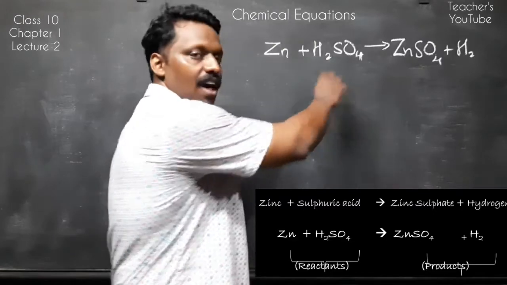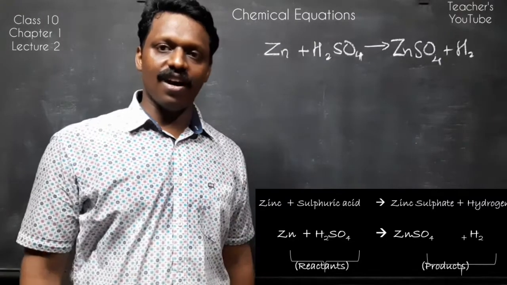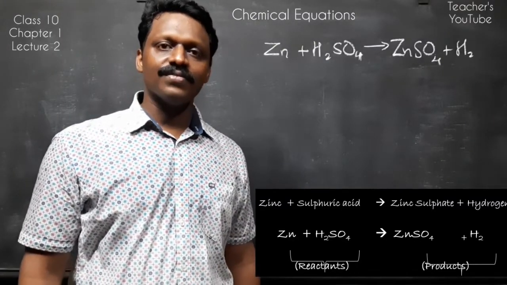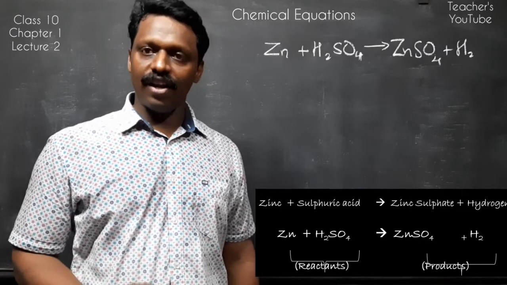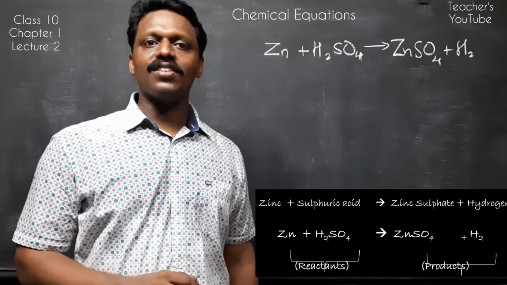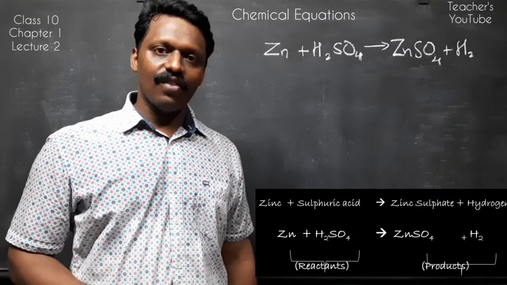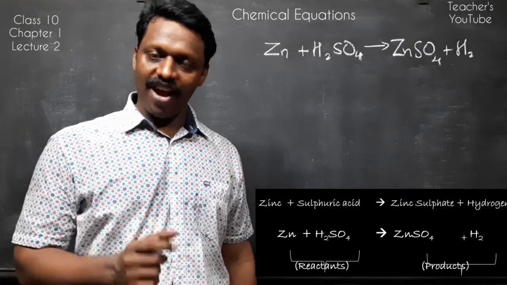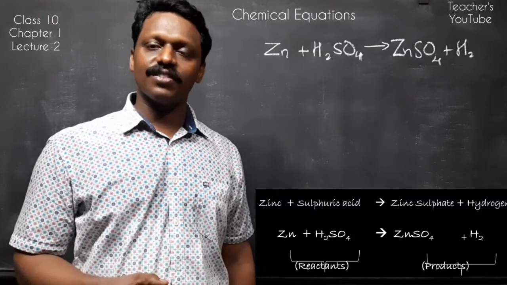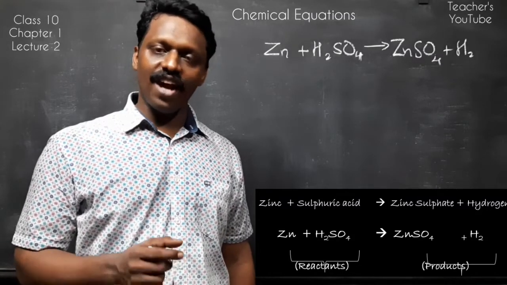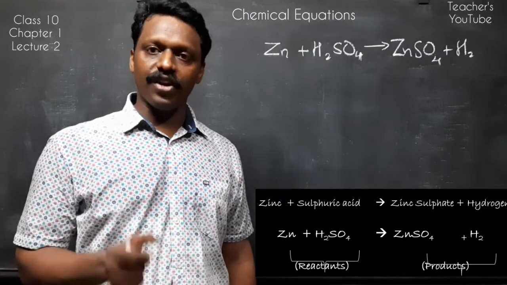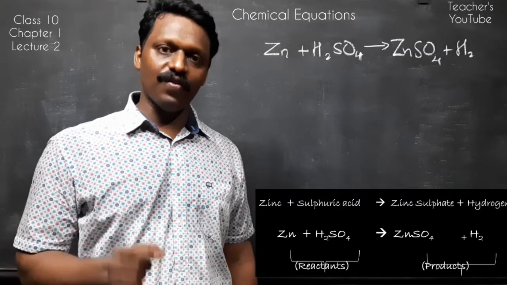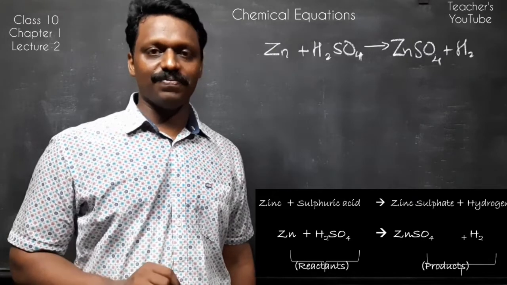So zinc and sulfuric acid are reactants. The reactants are always written on the left hand side in an equation with a plus sign between them. The new substances produced in a reaction are known as products. Zinc sulfate and hydrogen are the products in this case. The products are always written on the right hand side in an equation with a plus sign between them.